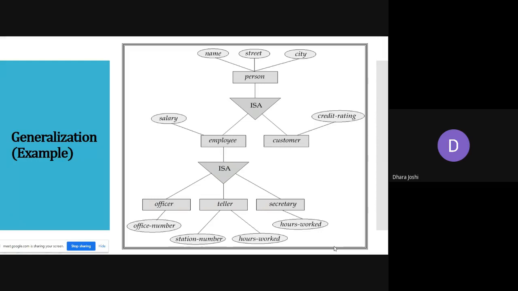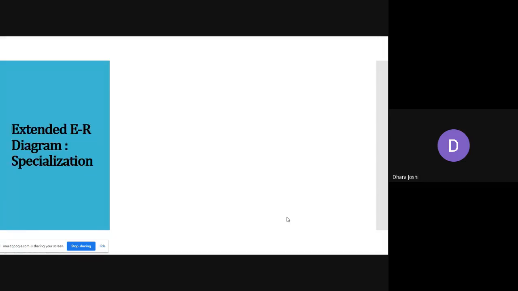Exactly the opposite. Here we are going from bottom to top. But if we are looking from top to down, then it is specialization. So the general term is person. Specifically which person? It can be employee or it can be customer. Employee is the general term, but if we are going in depth, then employee can be officer, tailor or secretary. So it is called specialization.